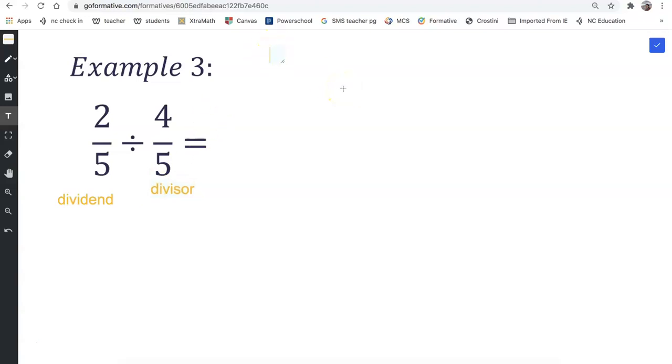Now let's write the question we should be thinking about. So we should be thinking about this question. How many 4/5 fit into 2/5? Or we could say it like this. How many groups of size 4/5 go into 2/5?